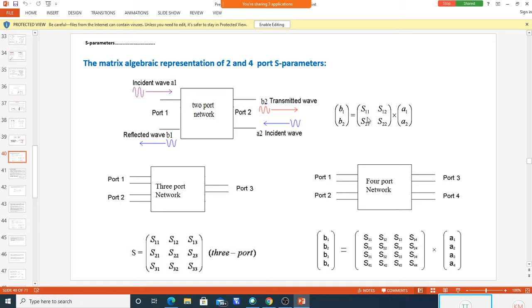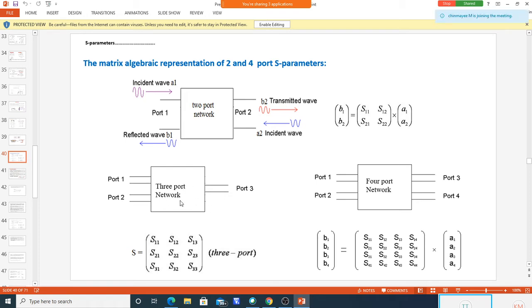If you know the values of these parameters, we can say what is inside this box. Just by looking at this S matrix, we can say what is inside this box. Like that, this is for a two-port network, where there are four parameters in the S matrix. Similarly, this is a three-port network.